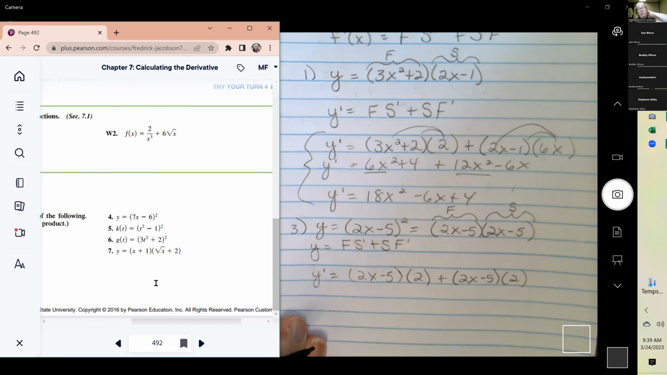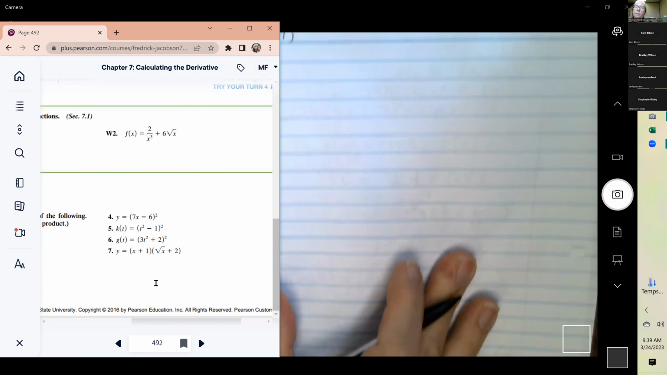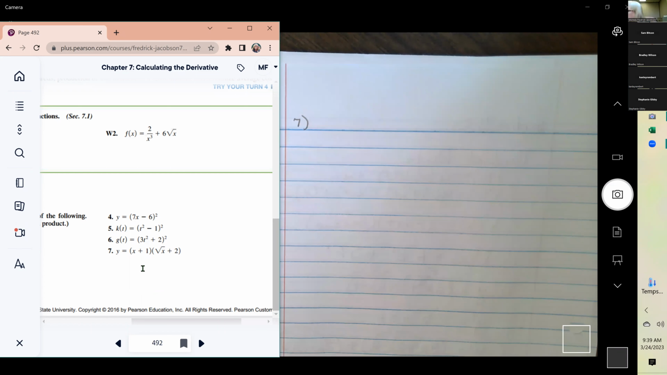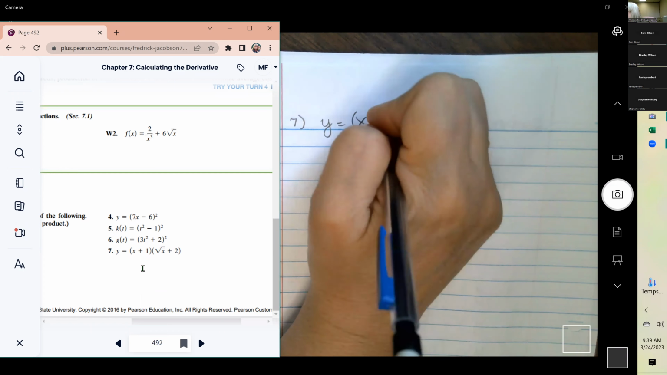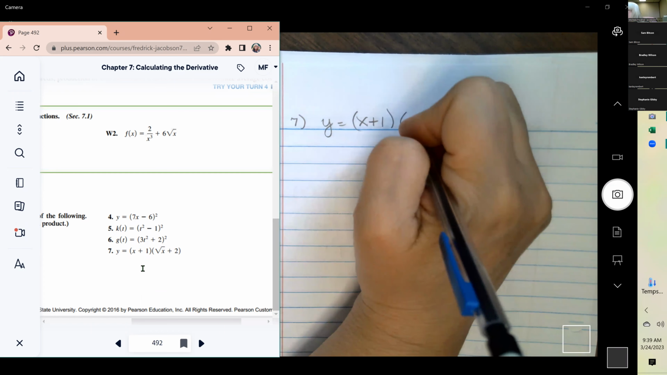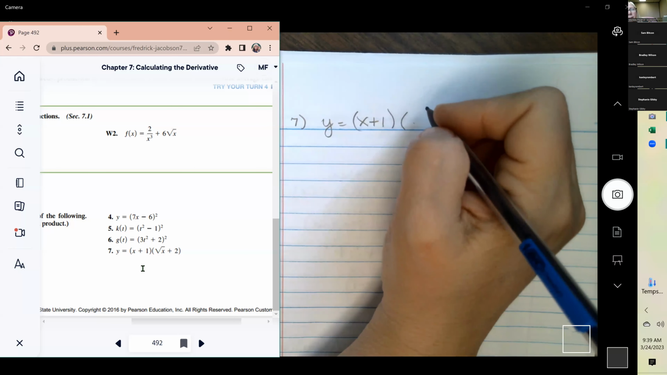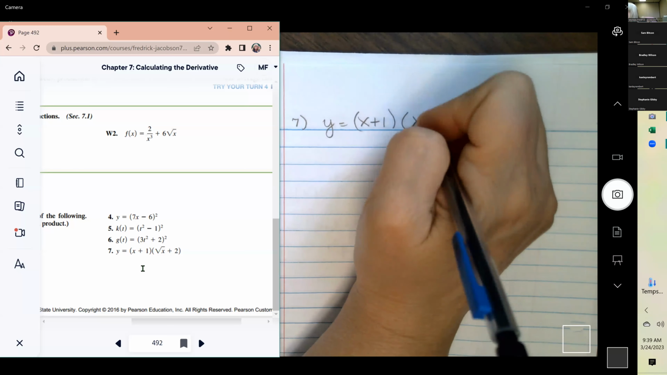Okay, try number 7. Now remember that square root of x, we cannot take the derivative with it written like that. You need to rewrite it. So it becomes x to the 1/2.